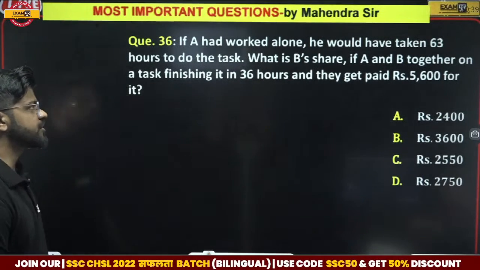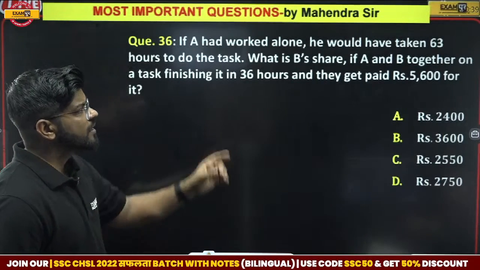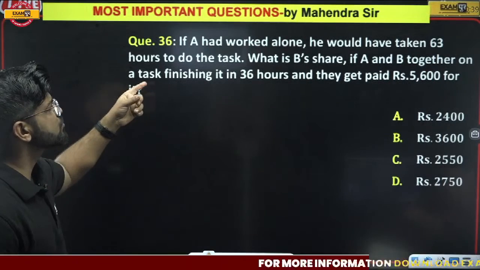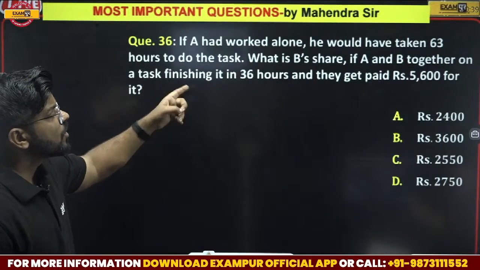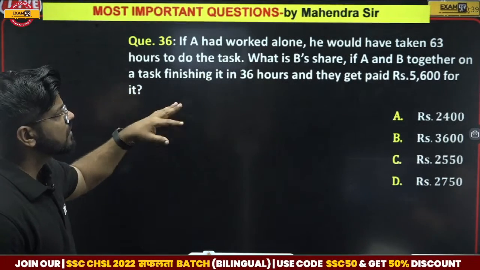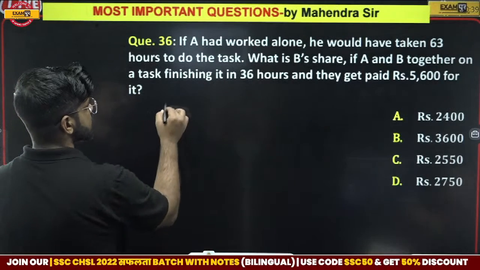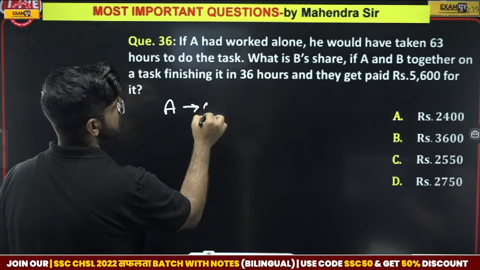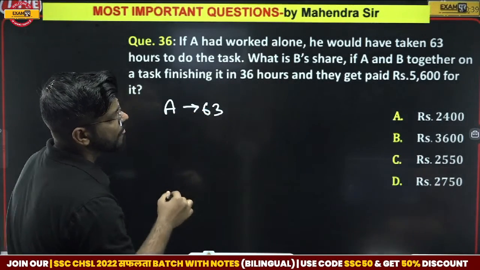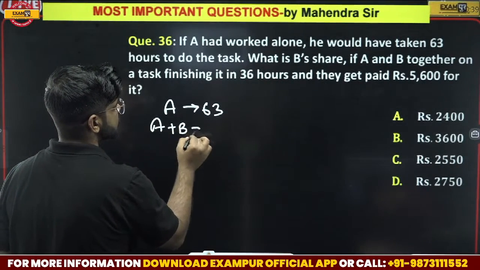Tell me the answer for this question. If A had worked alone, he would have taken 63 hours to do the task. What is B's share if A and B together do the task, finishing it in 36 hours? So A can finish it in 63 hours, and A and B together can finish in 36 hours.